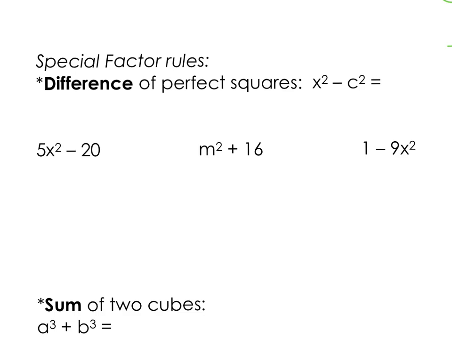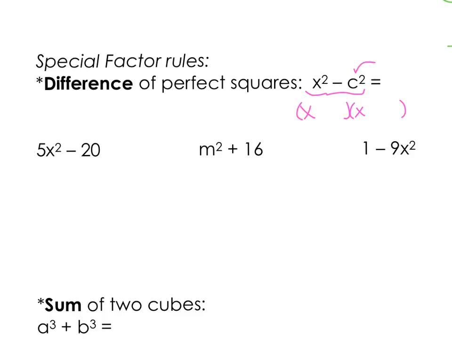Next, I want to give you just a quick reminder of our special factor rules. We have 3 of them. Differences of 2 perfect squares. This happens when the bx term is missing in your polynomial. So if you have a perfect square minus another perfect square, remember we said that could break down into 2 parentheses, where x squared just splits up into x times x.